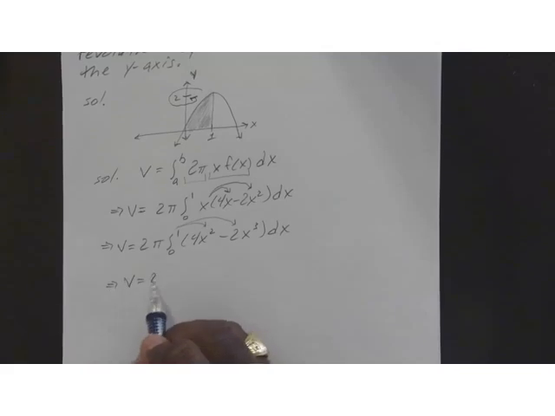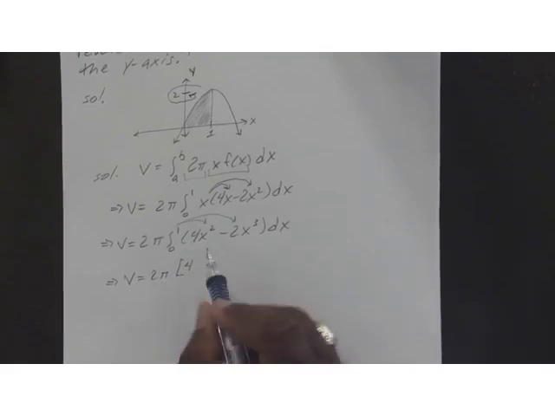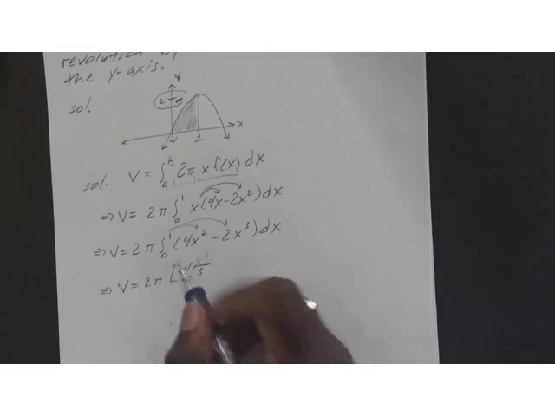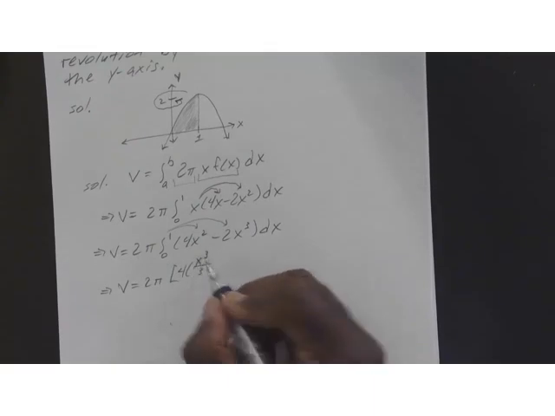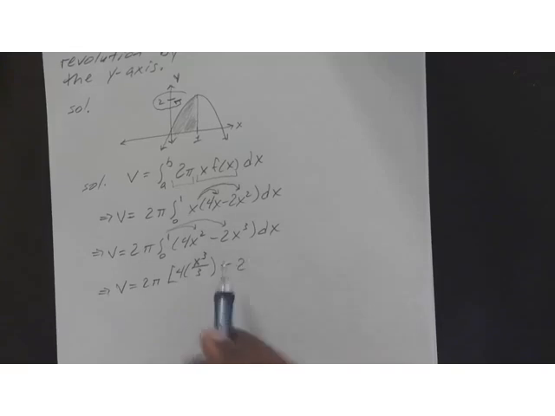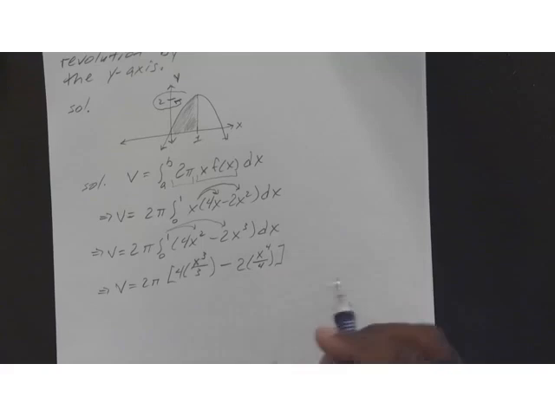So we know that the volume will equal 2 pi times 4 times the integral of 4x squared, which is 4 times x to the third power over 3. Let me clean that up a little. There we go. Minus 2 times the integral of x to the third power, which is x to the fourth power over 4. And that's from x equals 0 to 1.